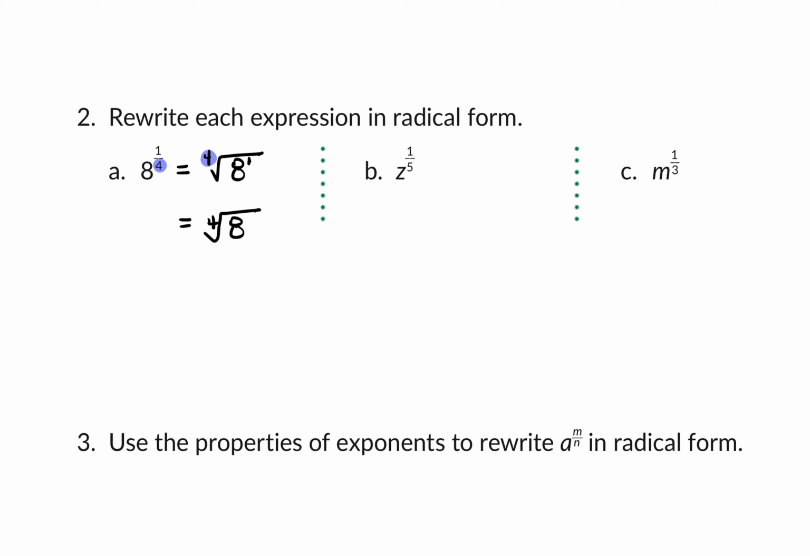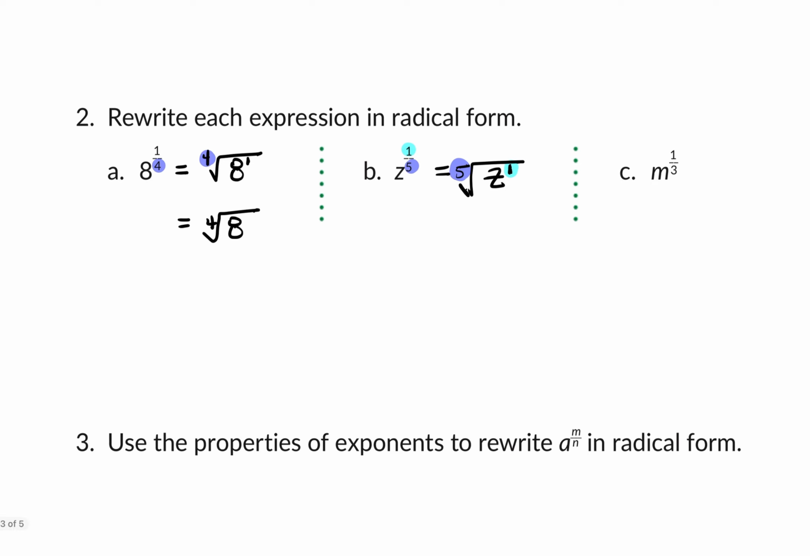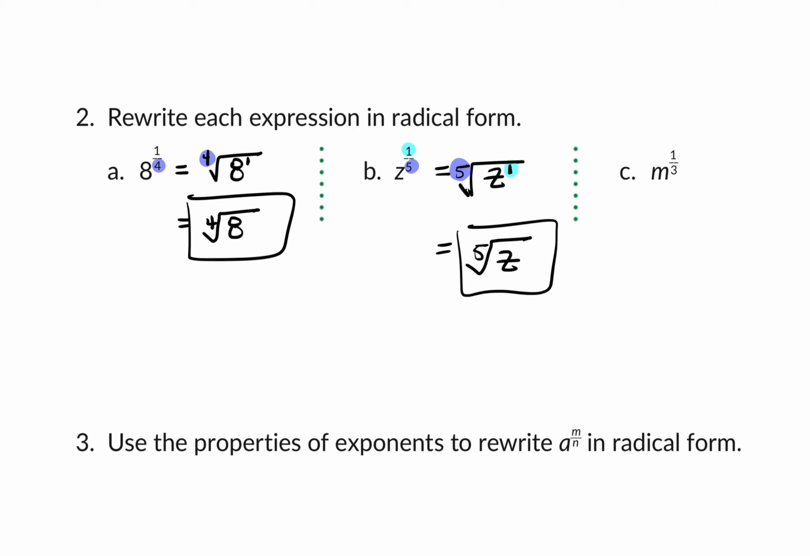Then here, same concept. I'm going to do z square root. 5 will go out here. And then my 1 is going to go over here. So then, again, I rewrite it. It's a little 5 square root of z. And that would be my final answer. So I want you to go ahead and try C.